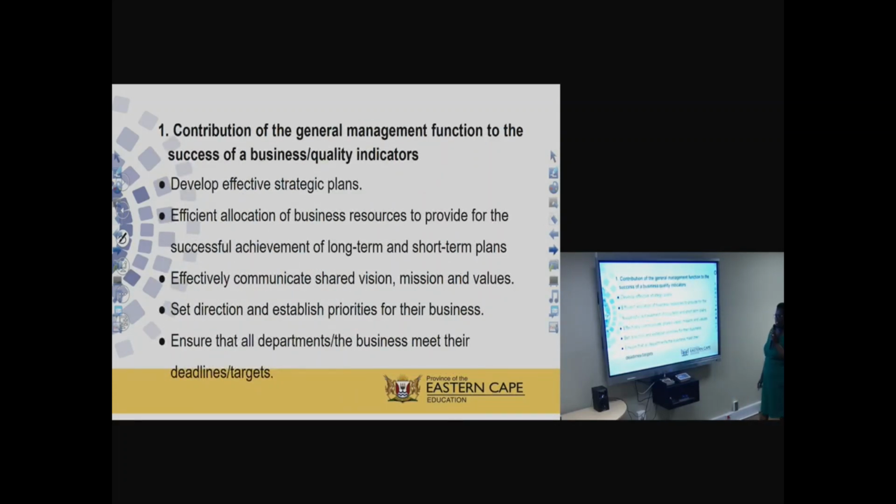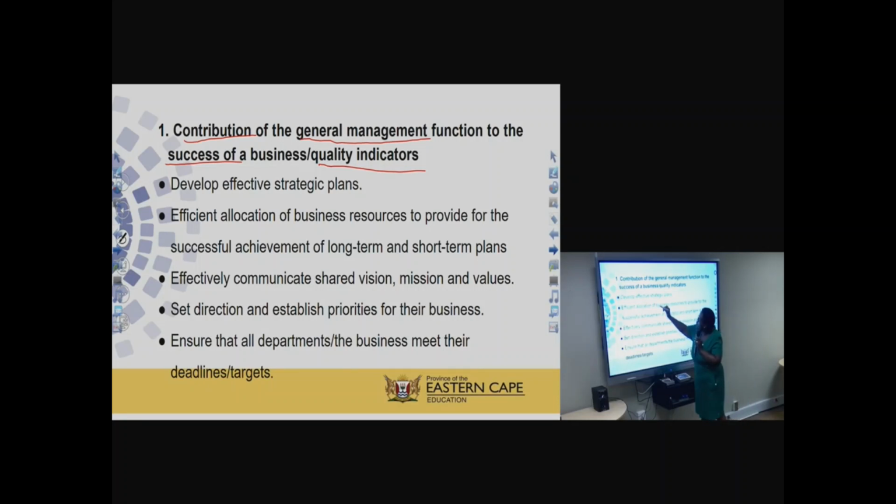Then coming to those functions, the 8 functions, I will just go through them. Remember, we said the contribution of each function to the success of a business, then dash, quality indicators. So you don't have to learn other content for quality indicators. When you have a positive contribution that brings success in a business, it means that one is also a quality indicator. So how do you know when the general management function is performing well and contributes to the success of a business?